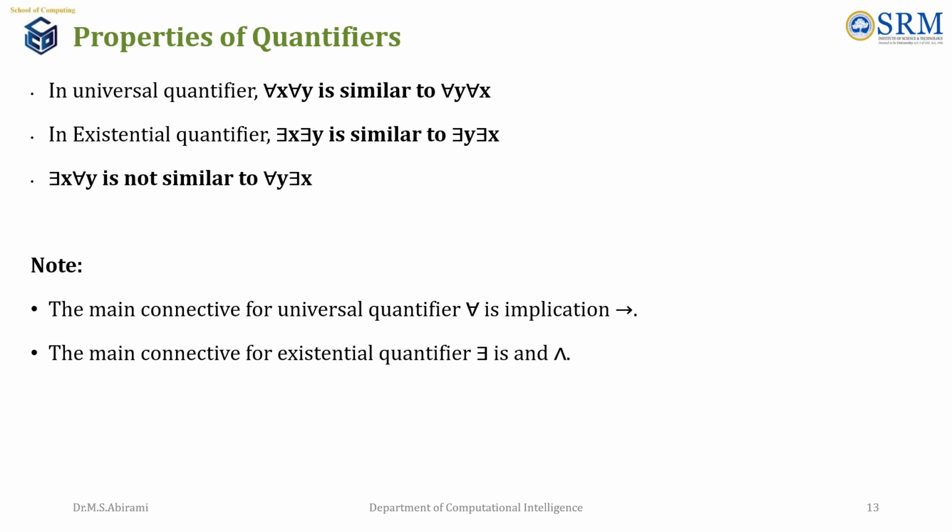And the properties of quantifiers are: in universal quantifier, ∀x ∀y is similar to ∀y ∀x. In existential quantifier, ∃x ∃y is similar to ∃y ∃x. ∃x ∀y is not similar to ∀y ∃x. Note the following. The main connective for universal quantifier, for all, is implication. The main connective for existential quantifier, there exists, is and.